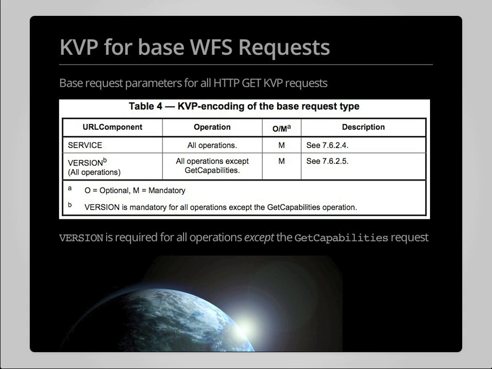Also, in all requests that are submitted to a web feature service, except for the Get Capabilities request, you must also provide a required version parameter. Whether it's version equals 1.1.1 or version equals 2.0.0, you must always provide a version number as a part of any request that you submit to a web feature service.